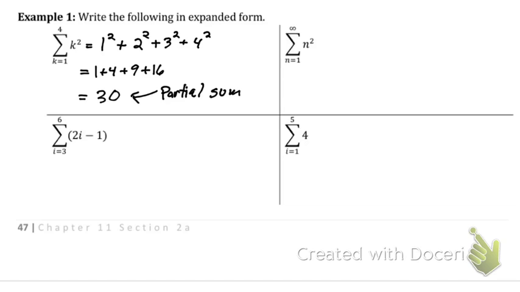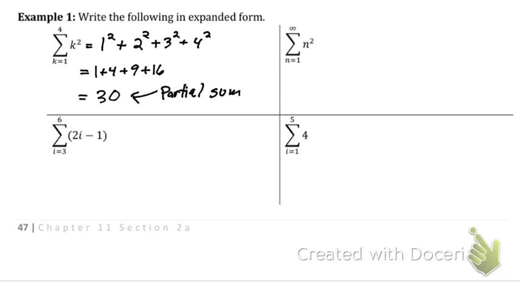I knew where it started and I knew where it ended. So that is called a partial sum. Our next one has a different notation. It says start with n equals 1, and then if you look at the top limit, it says infinity. That means you are not going to stop adding. You're going to add forever.